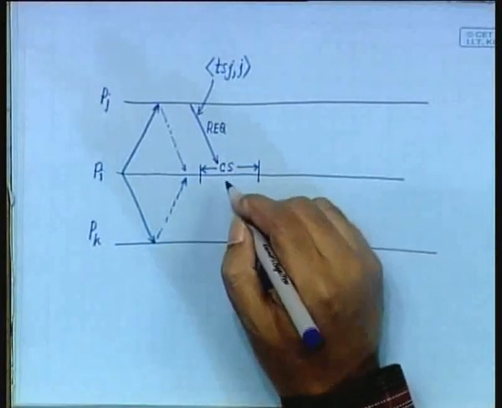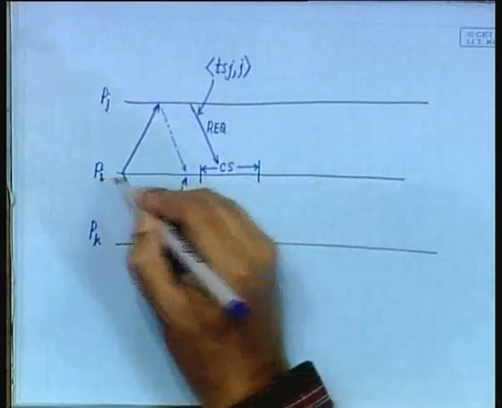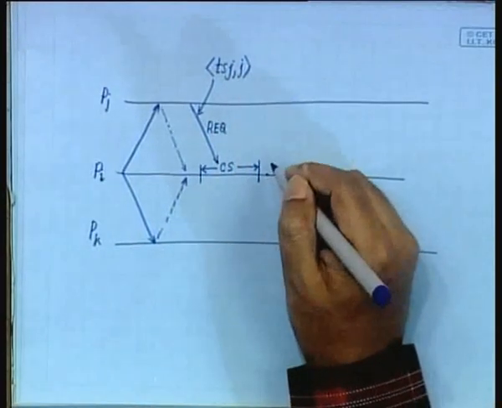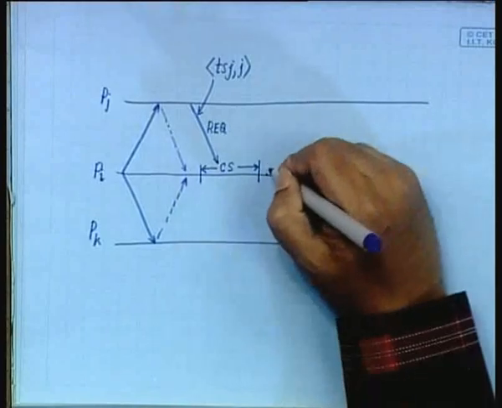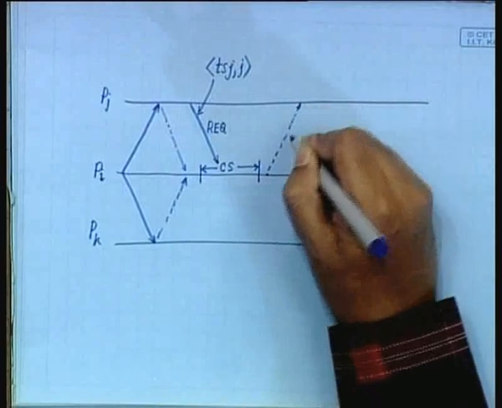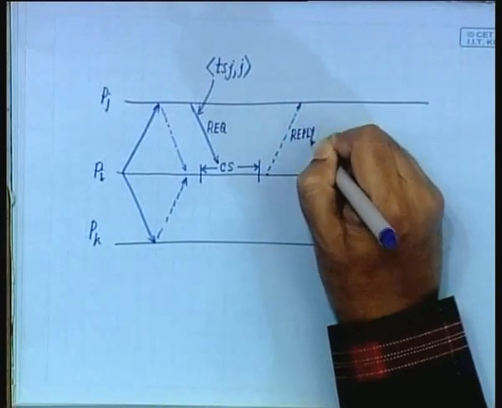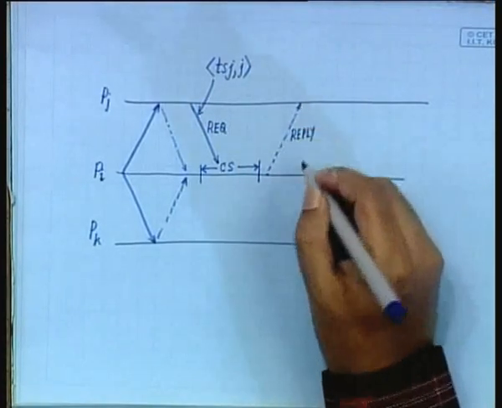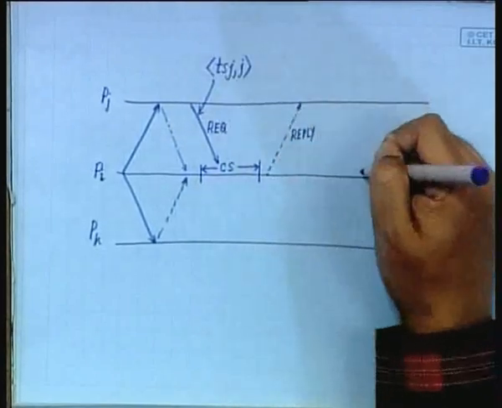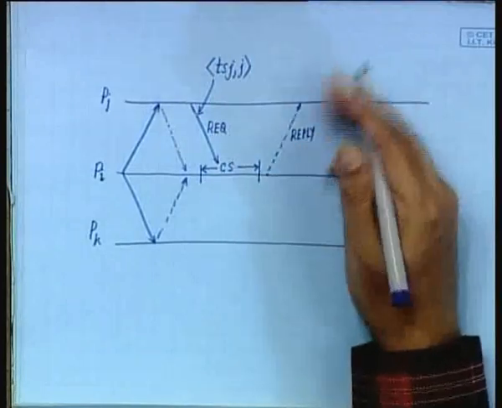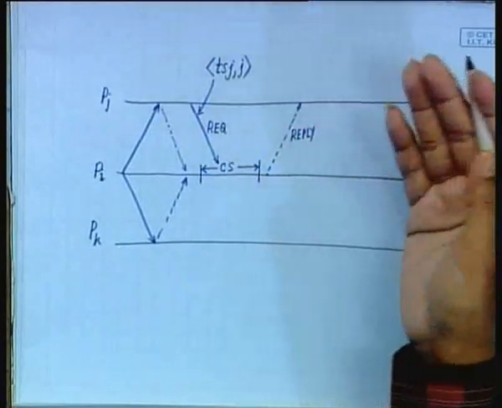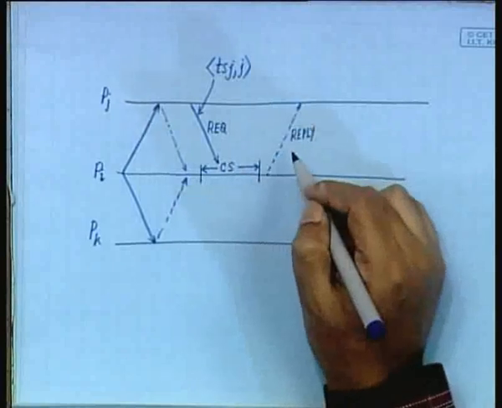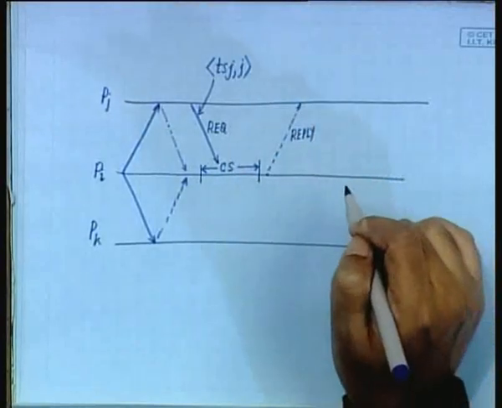according to Ricart-Agrawala, what will Pi do? Pi will see, does it have any request of smaller timestamp after the execution of the critical section? No, so it will have to send a reply. Now, the moment it sends the reply, it cannot enter the critical section until it gets a reply back from Pj. Here it has passed on the permission to Pj. Until it gets the permission back, it cannot enter the critical section again. Only if there were no pending requests, then it can again enter the critical section.